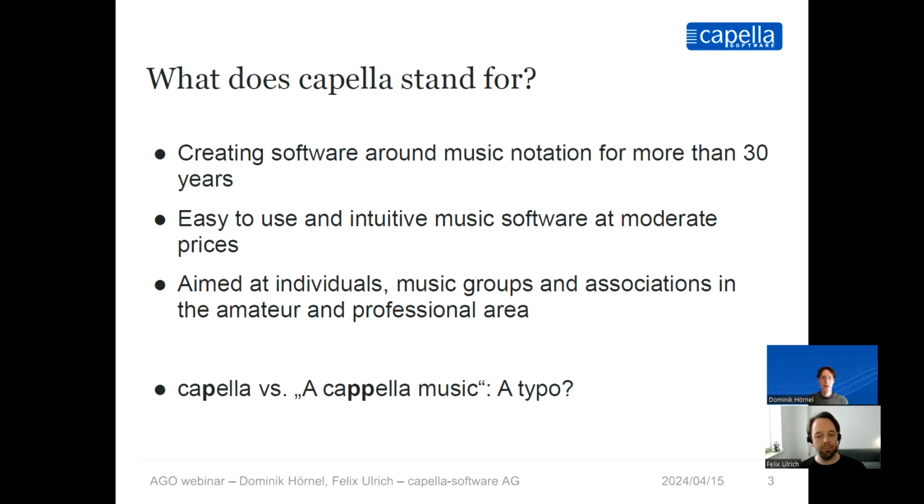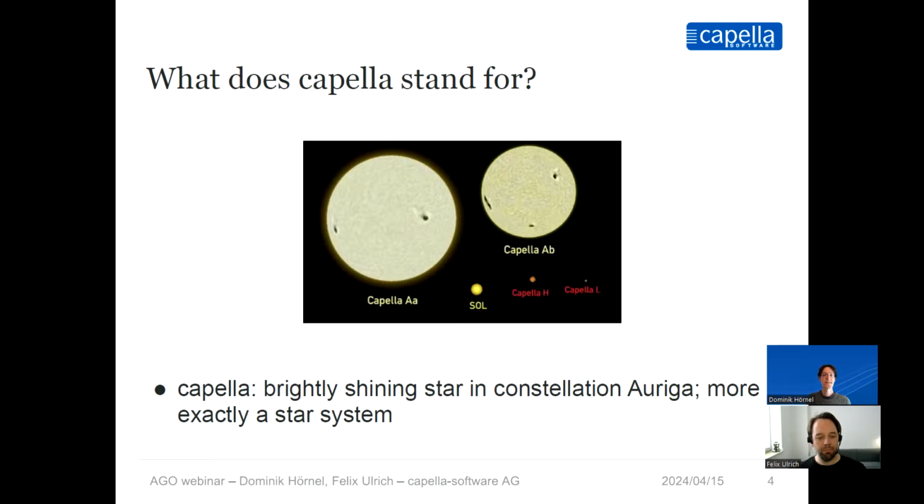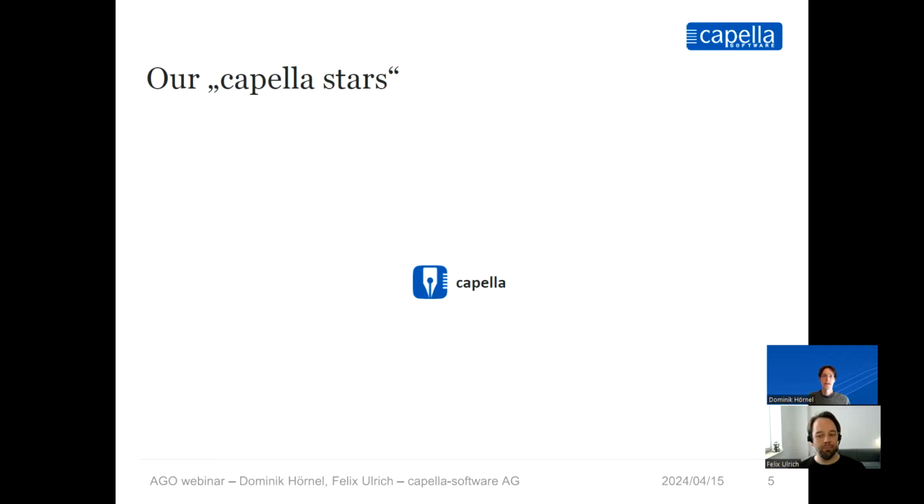Sometimes when I'm presenting Capella, I'm asked whether Capella shouldn't be spelled with 2 Ps instead of 1 P, as it is done in a cappella music. But in fact, it's not a typo. Capella is not derived from a cappella music, but Capella is also a brightly shining star in the sky in the constellation Auriga. More specifically, it's not a single star, but a whole star system. In that sense, these are our Capella stars.